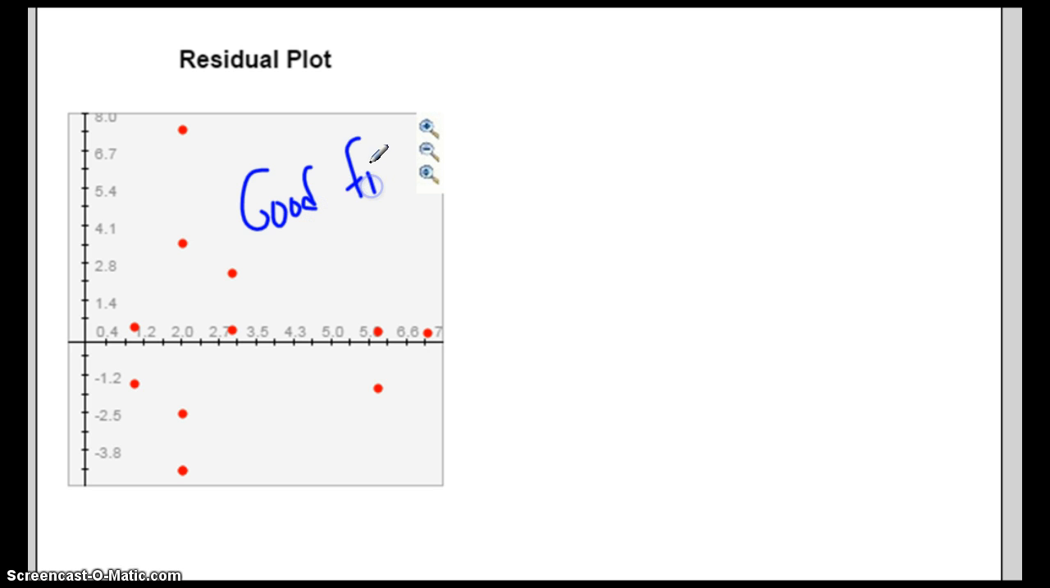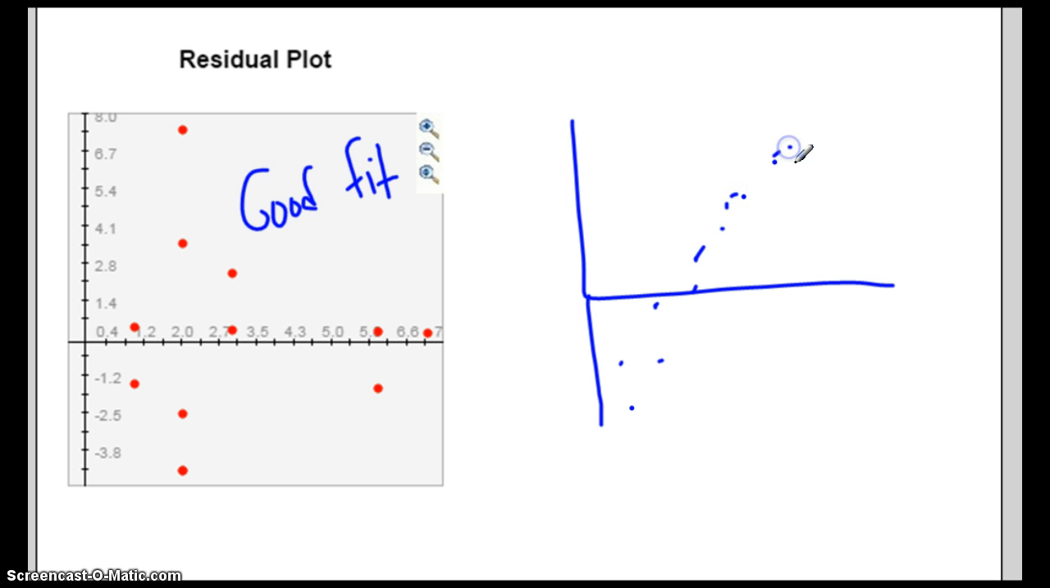If you were to get something that had a general shape, something like this, on a residual plot, that would actually be bad. Or it could even go down like a U, and that would let us know that this is not a good fit.